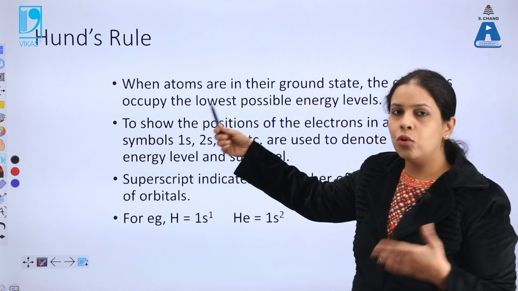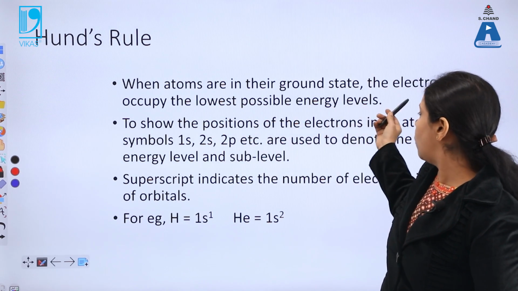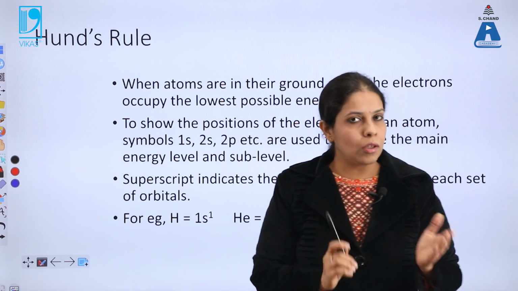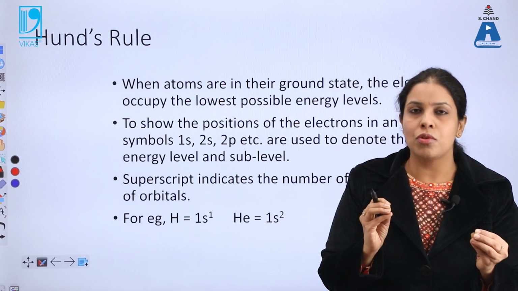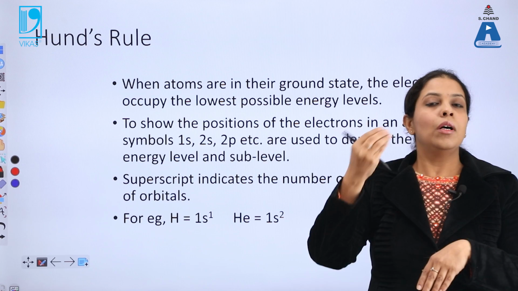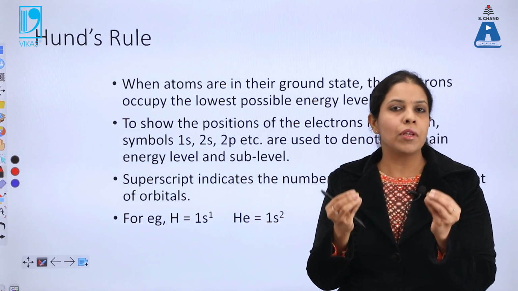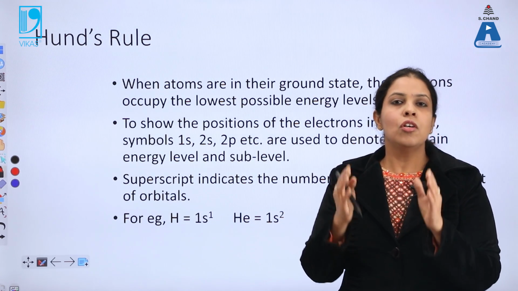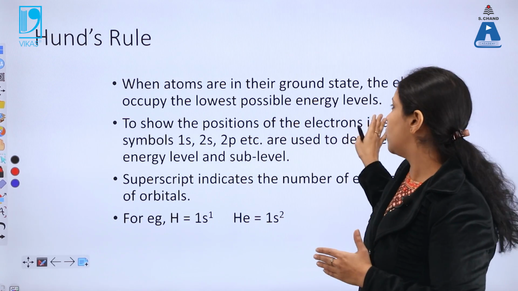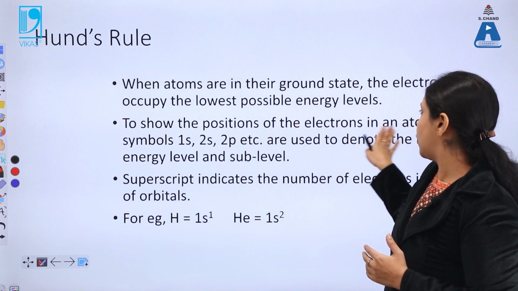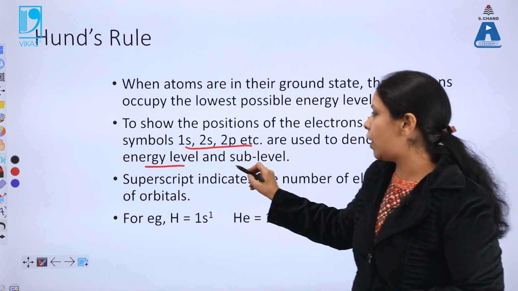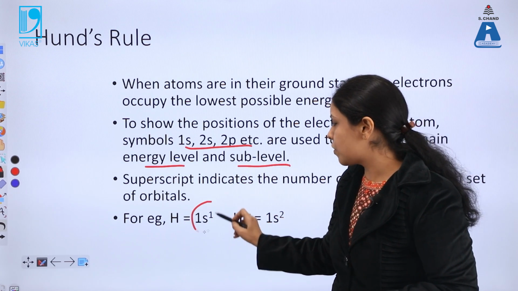The next is Hund's rule, which again says that when atoms are in the ground state, the electrons occupy the lowest possible energy level. When we provide them some energy, these electrons can go to a high energy orbital. But in the ground state, they have minimum energy and minimum repulsion, so they occupy the lowest possible energy levels. To show the position of electrons in an atom, symbols are used, which we have already seen. They are the main energy level and sub-levels, and we define the superscript like this.